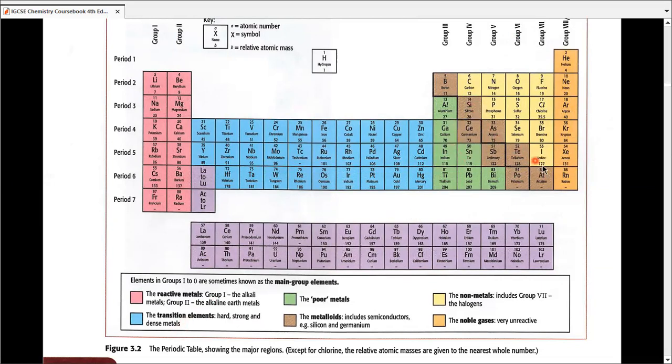Accompanying the green are the brown ones, which we call the metalloids. Metalloids are actually half metals, semi-metals, or you can say the ones that contain both properties of metals and non-metals. We call them metalloids.